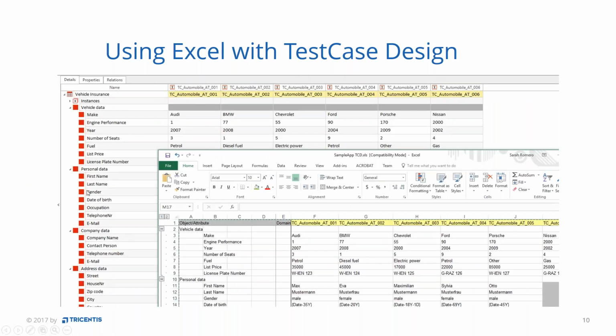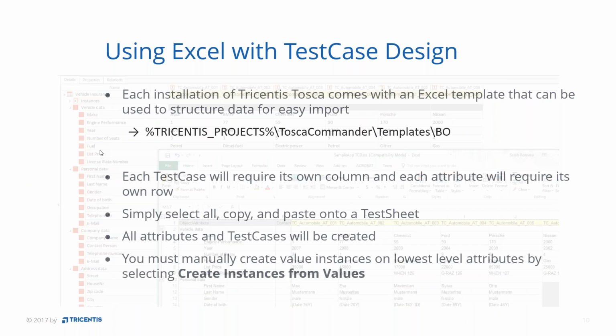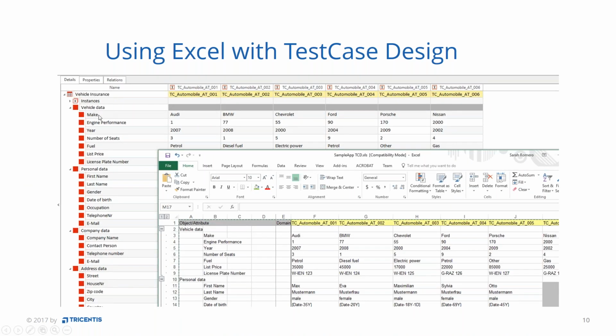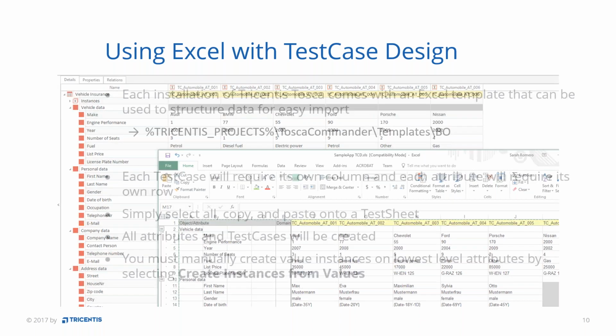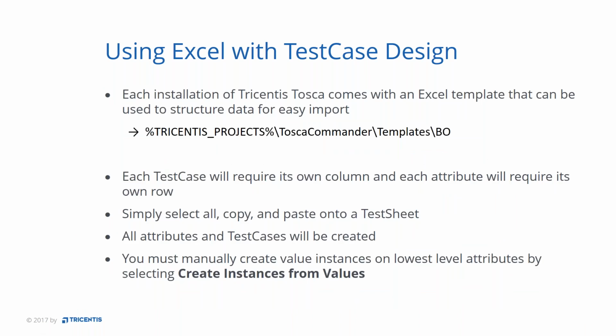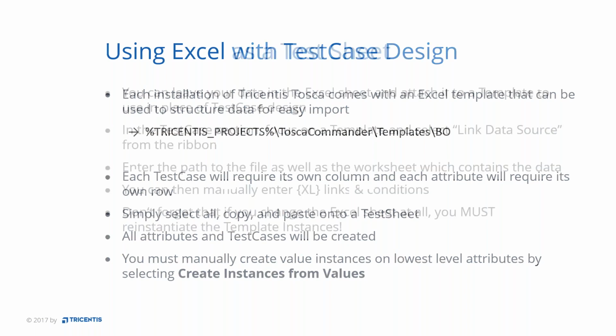Once you've brought the attributes in, none of these are instances, but we know that, for example, with make, each different column, each different data variation here, so the different makes of cars, would be a different instance of that attribute. So on the lowest level here, we would just want to create instances from those attribute values, and that's a simple click of a button, so I'll demonstrate that as well. And the option for that is to create instances from values. Okay, so that's the only manual thing you have to do once you've dropped everything into Tosca.